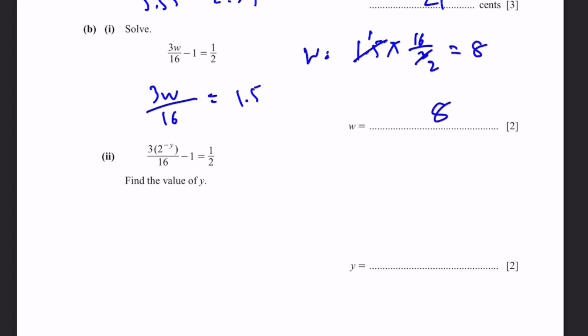2. 3 into 2 to the power of minus y by 16 minus 1 is half. Now we need to find the value of y. Corresponding to the previous equation, 2 to the power of minus y equals w. So 2 to the power of minus y equals 8. 2 to the power of 3 is equal to 8. So minus y equals 3 and y is equal to minus 3.